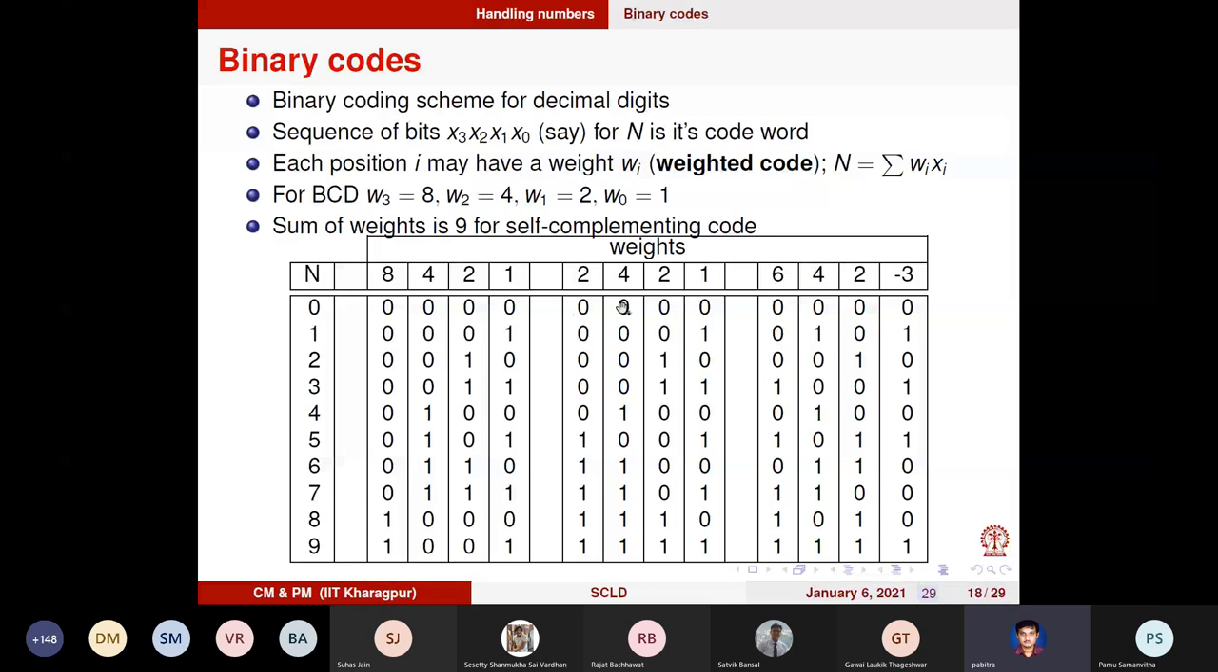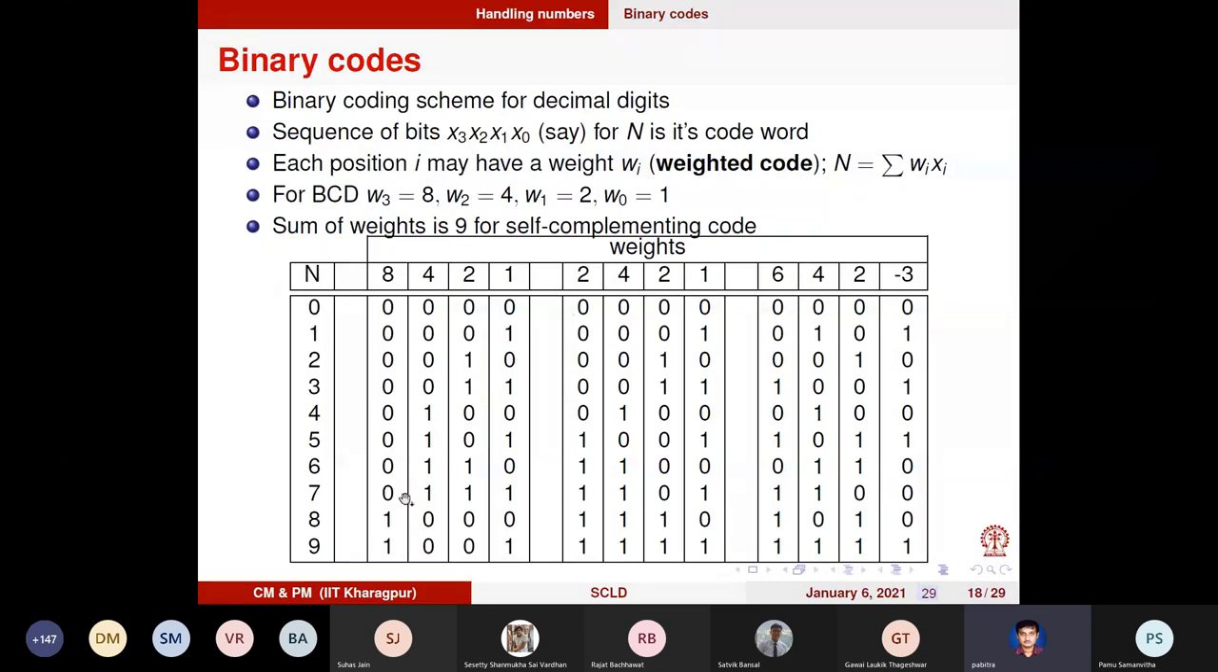For example, see this BCD is not self-complementing, because the ninth complement of 0 is 9, but they are not complements. The BCD for 0 is 0000, whereas the BCD for 9 is 1001. They are not complements of each other. They are not bit-flipped versions of each other.